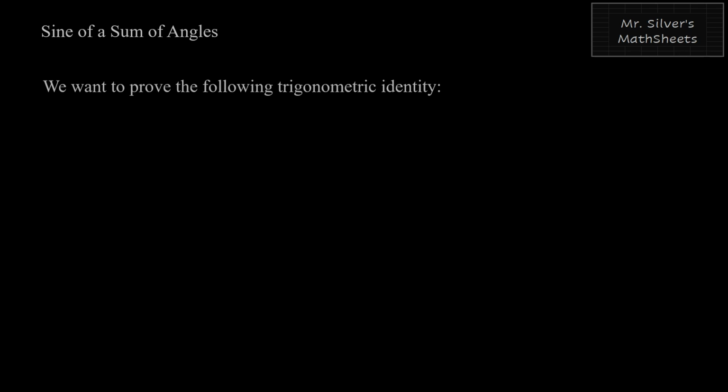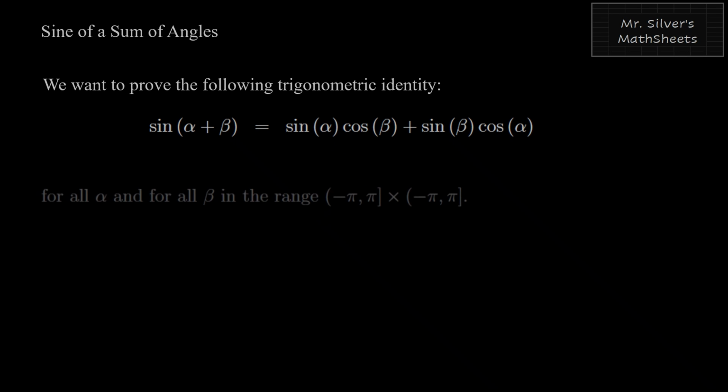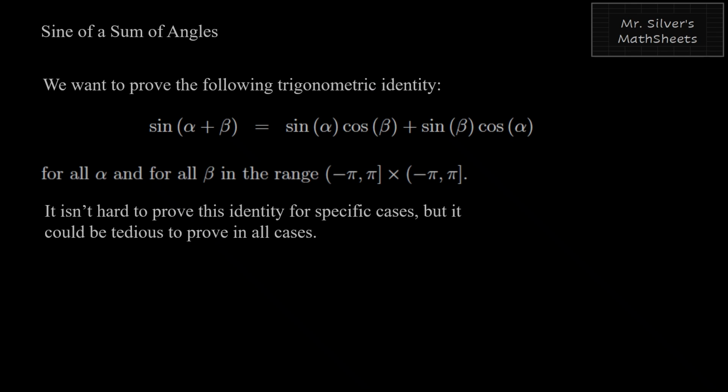So we want to prove the following trigonometric identity: sine of alpha plus beta is sine alpha cosine beta plus sine beta cosine alpha. We want to look at the entire range of possibilities of angles. It isn't hard to prove in specific cases, but it could be tedious to prove in all cases. But it turns out you need to consider at least two cases.